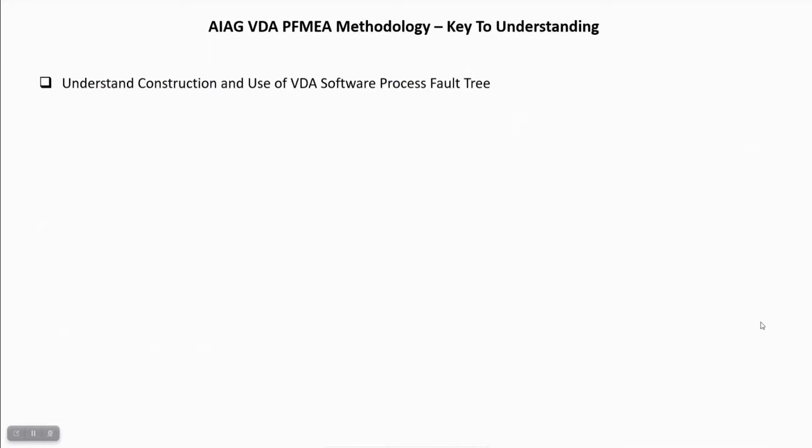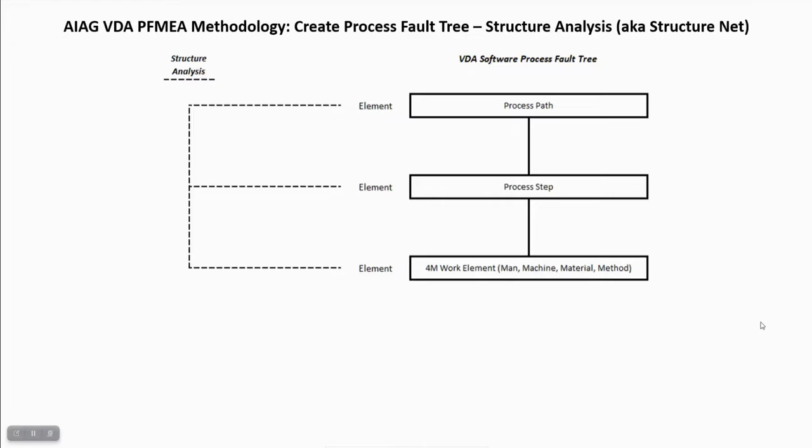What I want to talk about now is the FMEA methodology. The software requires you to create a 3-level structure net, function net, failure net, whether you're doing design FMEA or process FMEA. Now, in the process FMEA, you're only going to have 3 levels, okay? Design FMEA, you could actually have more levels, okay?